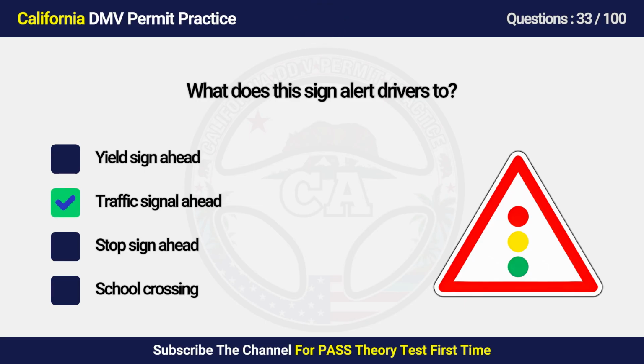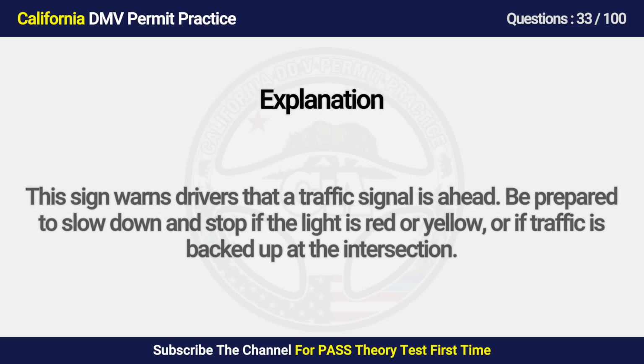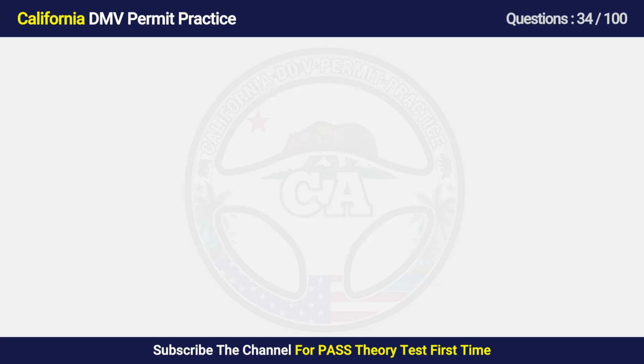Answer is B. Traffic signal ahead. This sign warns drivers that a traffic signal is ahead. Be prepared to slow down and stop if the light is red or yellow, or if traffic is backed up at the intersection.